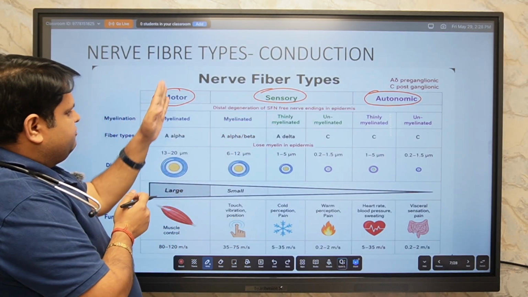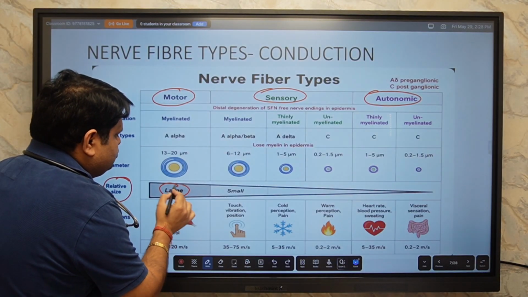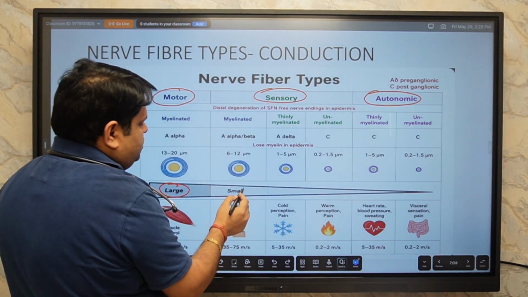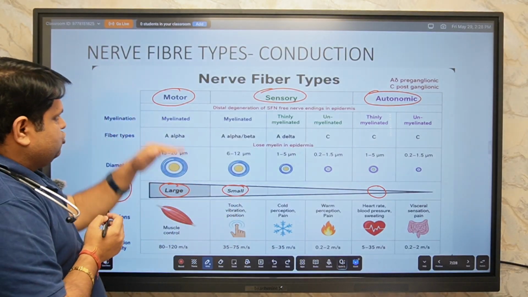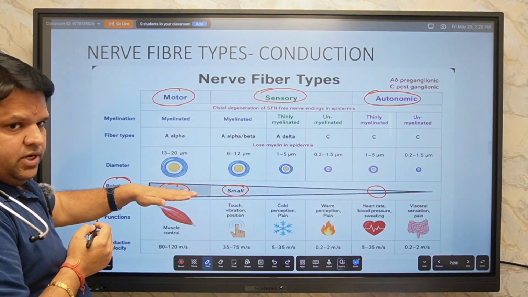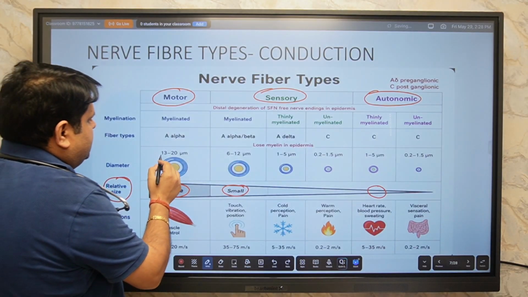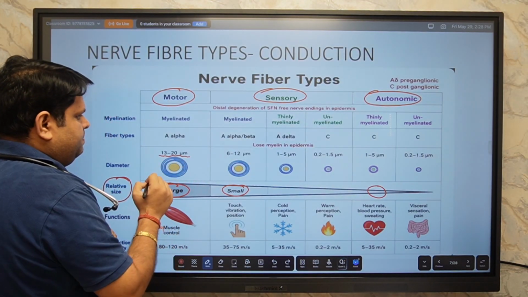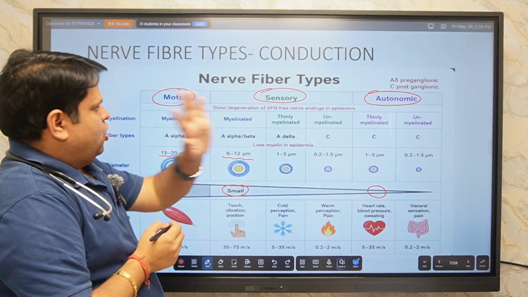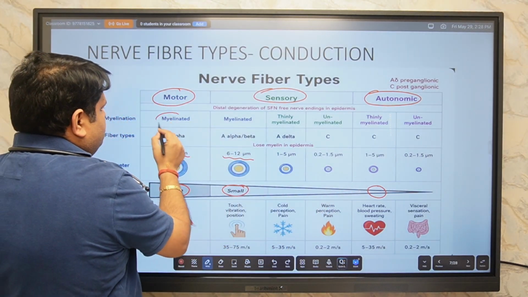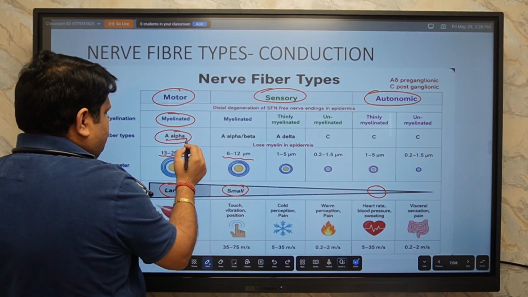So motor nerve fiber is usually large. If we see the size of the fiber, motor nerve fiber is usually large. As we proceed to the sensory and the autonomic, the size of the nerve fiber decreases. Diameter is around 13 to 20 micrometers, and size decreases as we proceed to the autonomic. Motor fibers are usually myelinated, and these are the A alpha type of fiber.